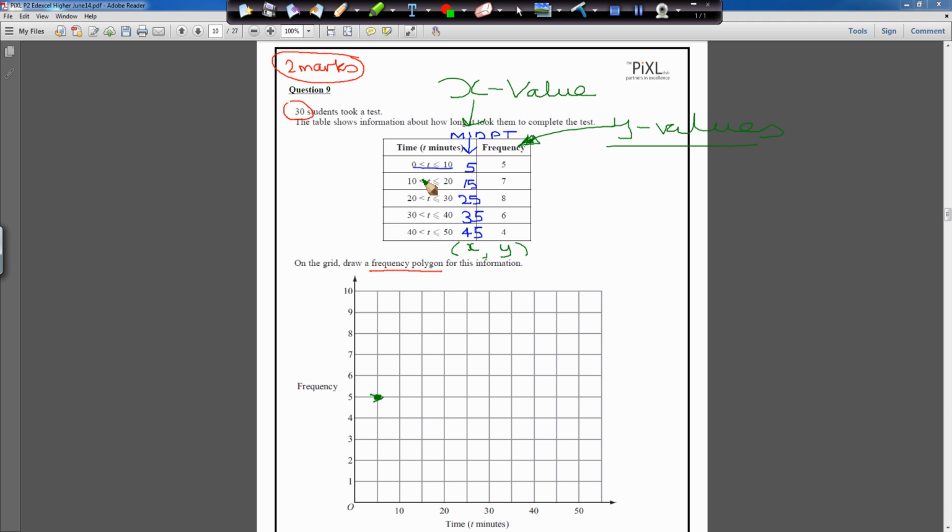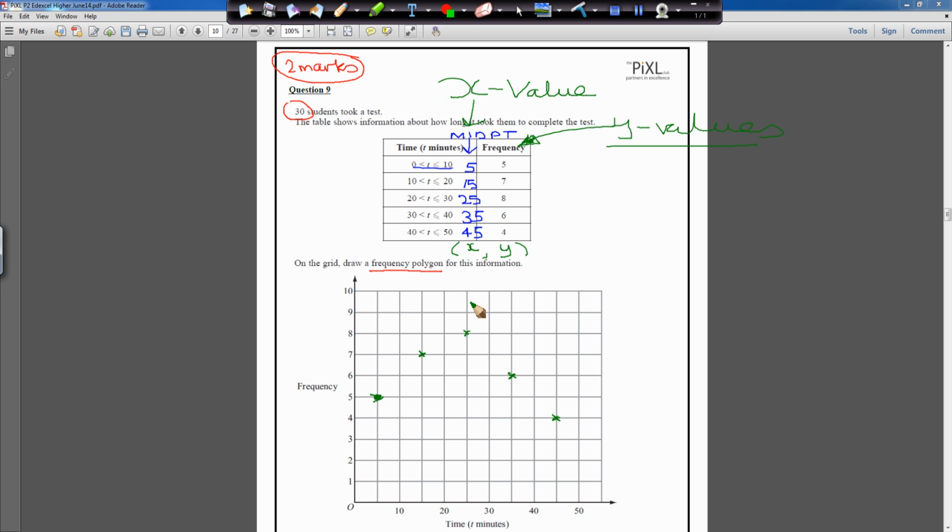Next one's going to be 15 along the x and 7 along the y. So 5, 10, 15, and 7 along the y, that's going to be there. The next one is 25 along the x and 8 along the y. So 20, 25, and then 8 up, which is here. Then we have 35 along the x and 6 along the y, so 30, 35, and 6 along the y is going to be back down here. The last one is going to be 45 along the x, and 4 along the y. So 45, and 4 will be here.